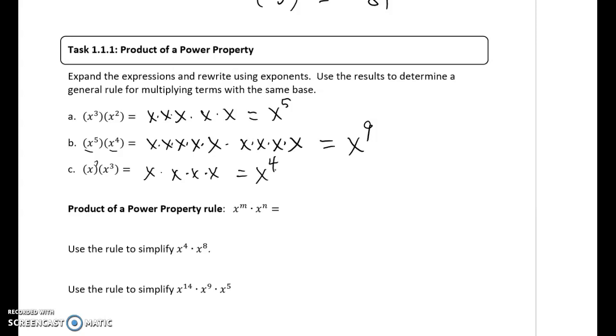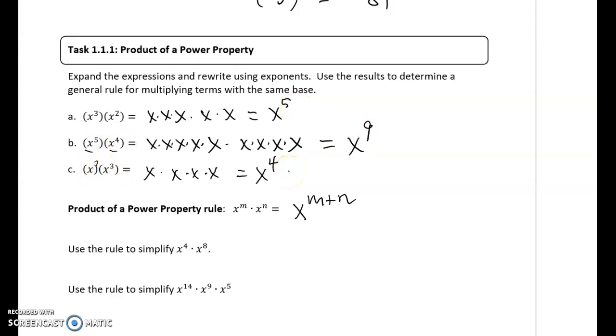All right, so again, if you were thinking that, hey, notice that they both have the same base, our answer is going to have that same base. All right, so here we're multiplying the same base, so we know our answer is going to be that same base. To find the exponent to our answer, we are going to add the exponents. Just like we did here, 3 plus 2 gave us 5. 5 plus 4 gives us 9. 1 plus 3 gives us 4.